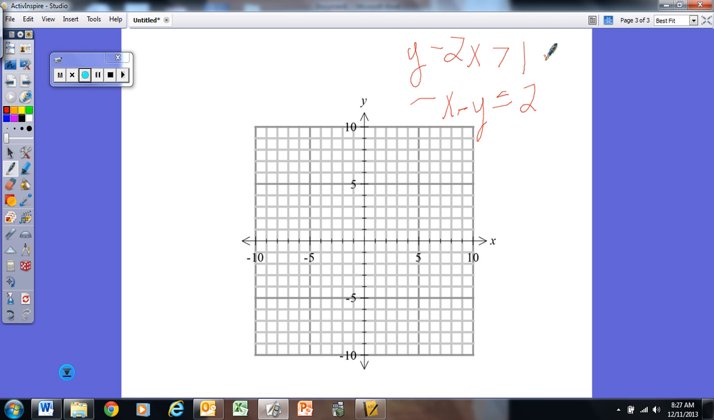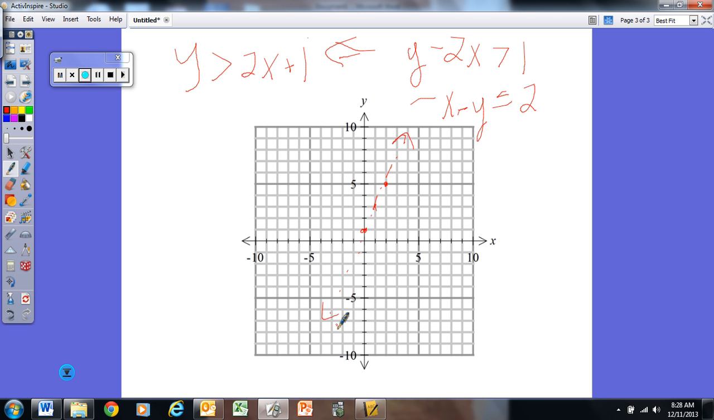As you know, we have to solve both of these for y, get them into slope-intercept form before we can do anything else. So I'm going to add 2x to both sides. Once I solve an inequality, I like to get it on the graph so that I know it's done. So I'm going to start at 1 on the y-axis, go up 2 over 1. Remember, this is a dotted line because there's no line underneath.